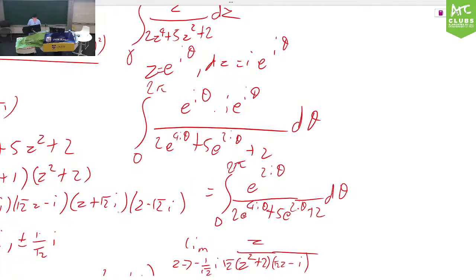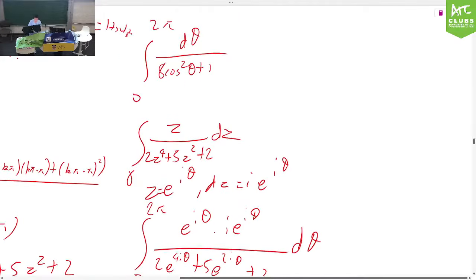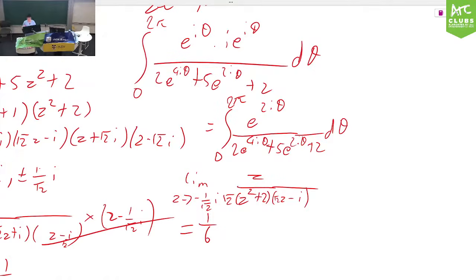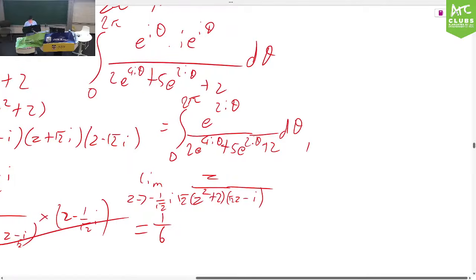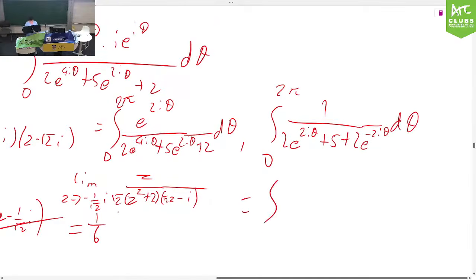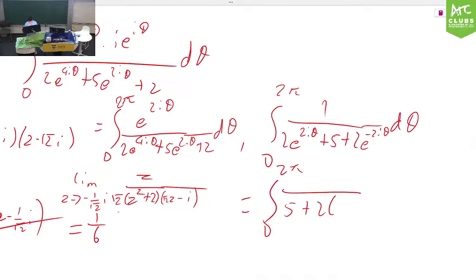But from here, remember the whole goal is that we're trying to get to cos squared theta. An intuition is to recall cos theta equals e to the i theta plus e to the minus i theta all over 2. You want to see that expression pop up somewhere, or when squaring it, e to 2i theta along those lines. So as motivation, divide the whole top and bottom by e to 2i theta. We see e to 2i theta plus 5 plus 2e to the minus 2i theta. Rewriting this, we have 5 plus 2, factorize that out.